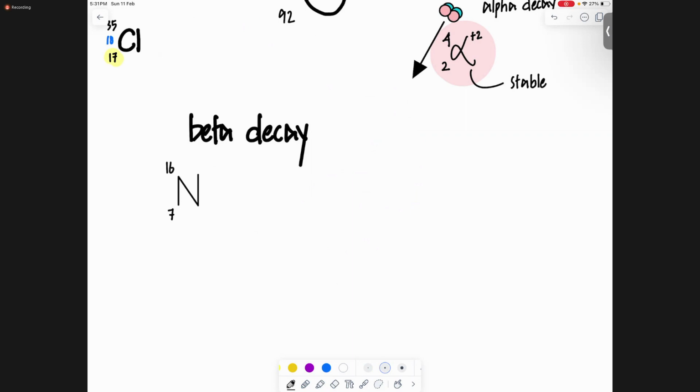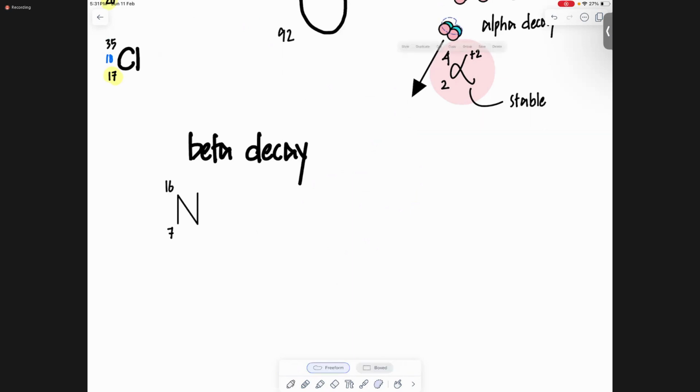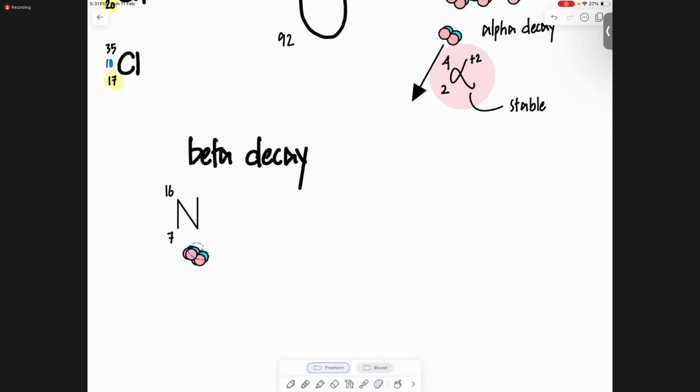This is unstable, because it should be 14 instead of 16 for 7 protons. So if I draw the nucleus here, this is 7. 1 2 3 4 5 6 and 7 protons and 9 neutrons, right? So the number here is 9.